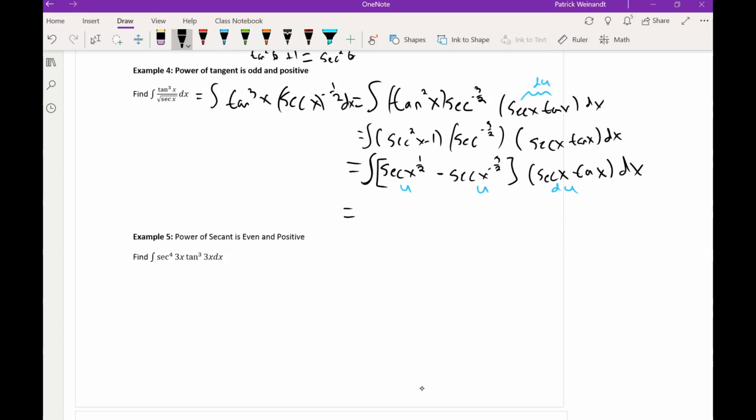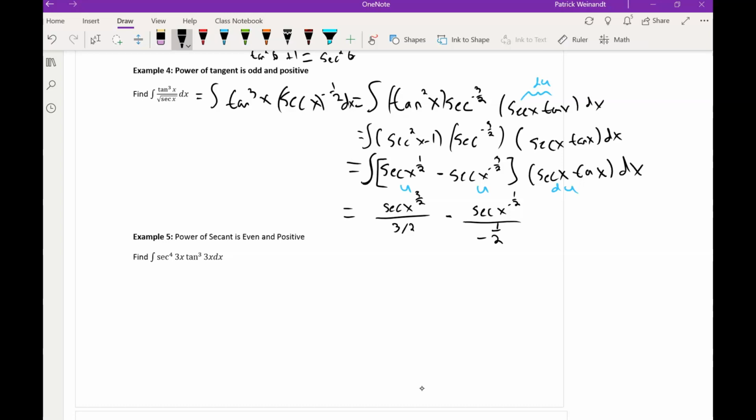This is going to become the same thing as, well, if this is our u, we just add 1 to the exponent and divide by that quantity. So it'd be u to the 3/2, but our u is, in this case, secant x. So secant x to the 3/2 divided by that quantity, 3/2, which is the same as multiplying by 2/3. We'll simplify in the end here. Then we're subtracting, well, u to the negative 3/2, add 1 to that quantity, that's u to the negative 1/2. Well, that's secant x to the negative 1/2 divided by that same quantity, divided by negative 1/2.